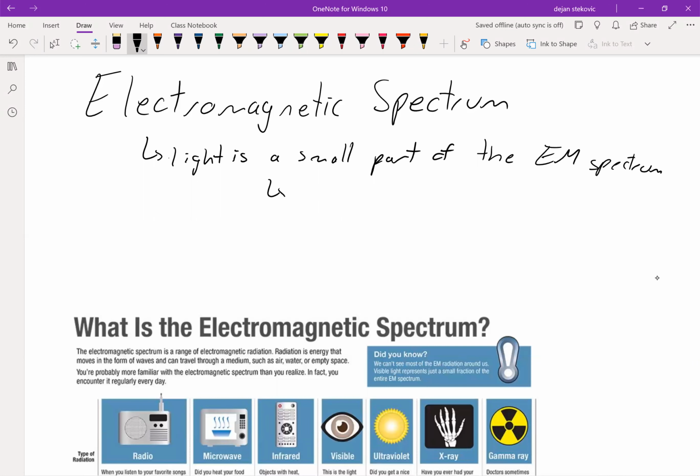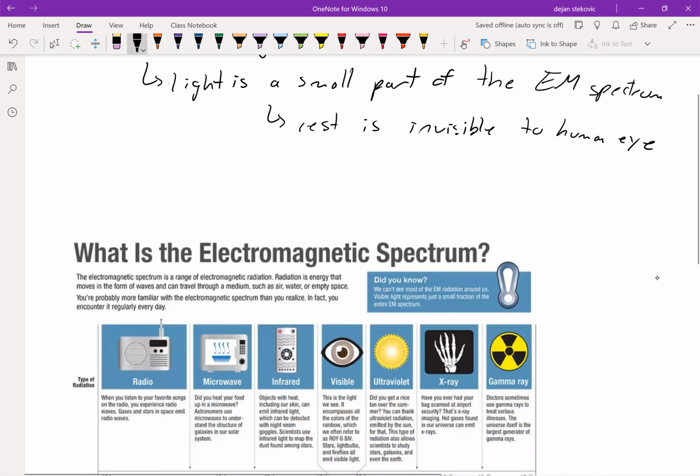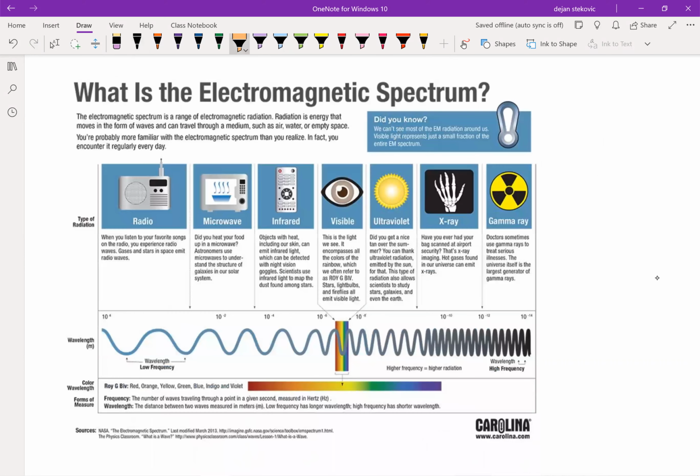Visible light only makes up a small part of it. The rest is invisible to the human eye. That doesn't mean that it's not there. It just means that we don't have the right equipment to see it, right? So here I've got this little cool diagram of the electromagnetic spectrum. You can see the sources right down there on the bottom left and bottom right. What you can see here is that this little part of the spectrum is visible light. The rest of it is invisible to our human eye.